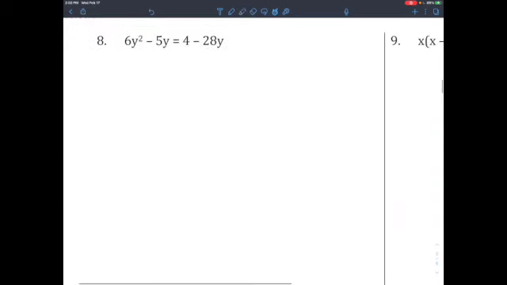Example number 8. One very important thing is when you're solving a quadratic, you have to have one side equal 0. And for number 8, you don't have it.